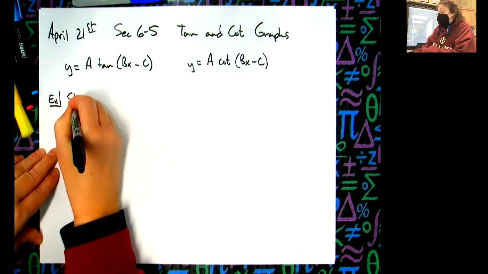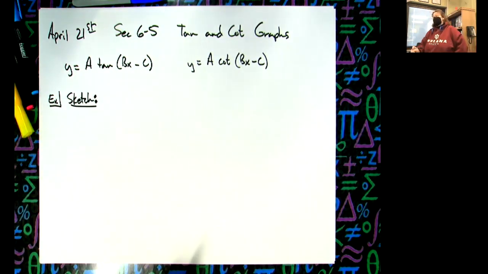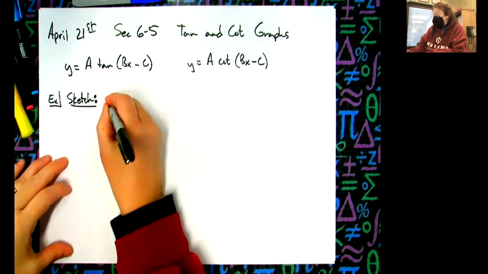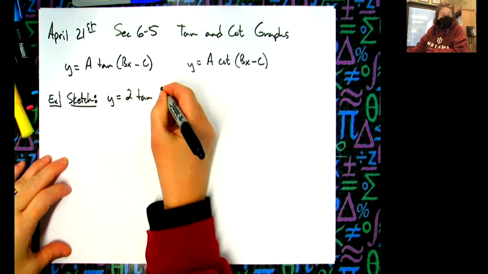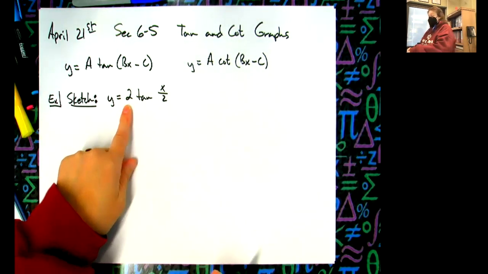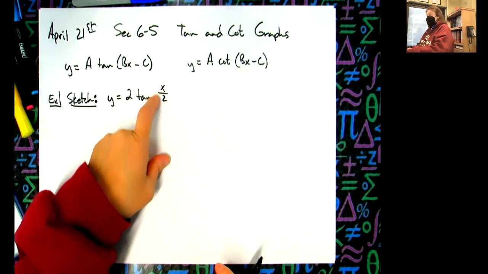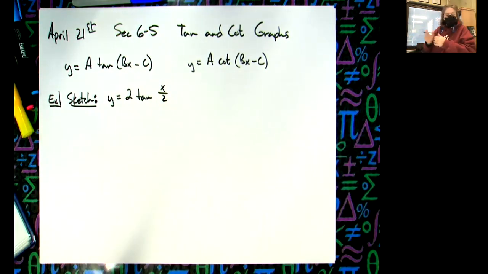Again, I'm definitely only going to require a sketch. We are not going to graph these precisely, we're just going to sketch them. Let's suppose I had y equals 2 tangent x over 2. This one has an a, and it also has a b. What's the b? 1/2. It doesn't have a c, doesn't have a d, doesn't have anything extra on there, so this is just a really simple one.